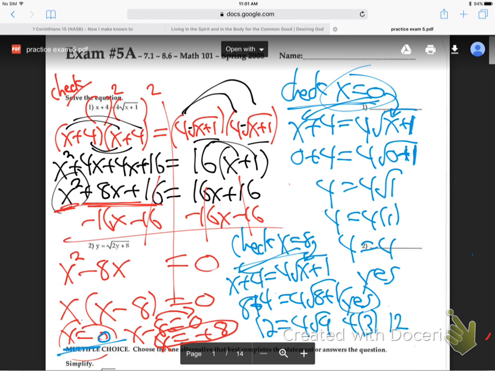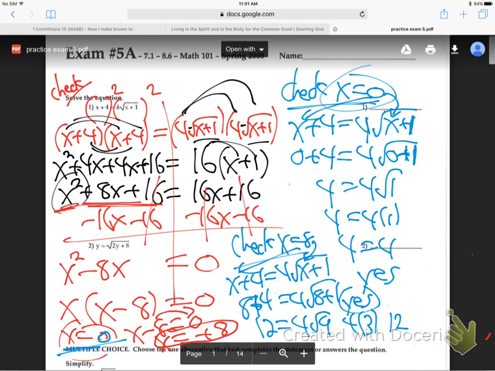So try number 2. Second power both sides again, right? So parenthesis 2 power, parenthesis 2 power. What does the 2 power do on a root? Cancels it. Poison, antidote. Neutralize each other, right?